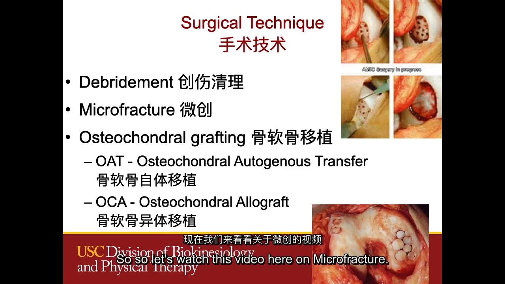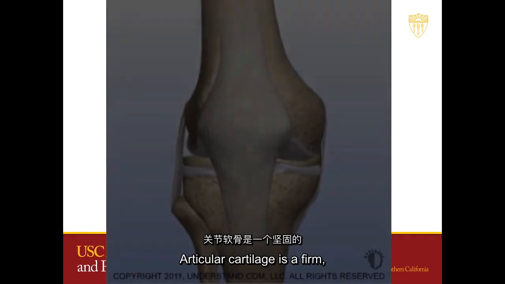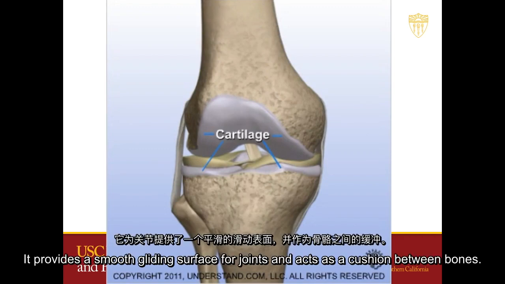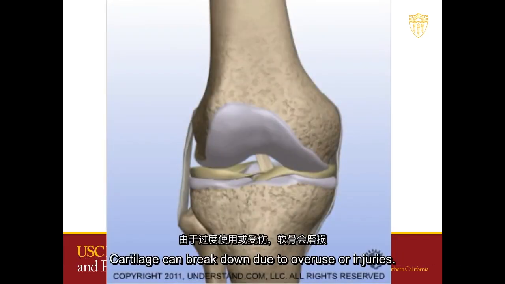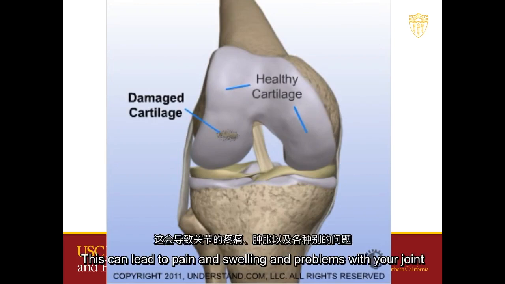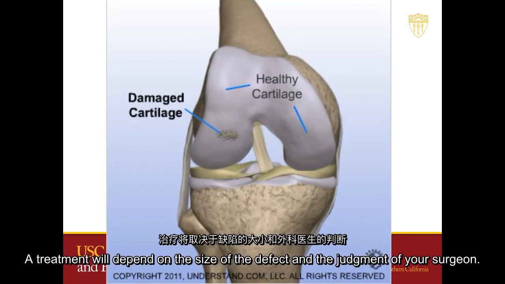So let's watch this video here on microfracture. Articular cartilage is a firm, rubbery tissue that covers the ends of bones. It provides a smooth gliding surface for joints and acts as a cushion between bones. Cartilage can break down due to overuse or injury. This can lead to pain and swelling and problems with your joint. Your treatment will depend on the size of the defect and the judgment of your surgeon.